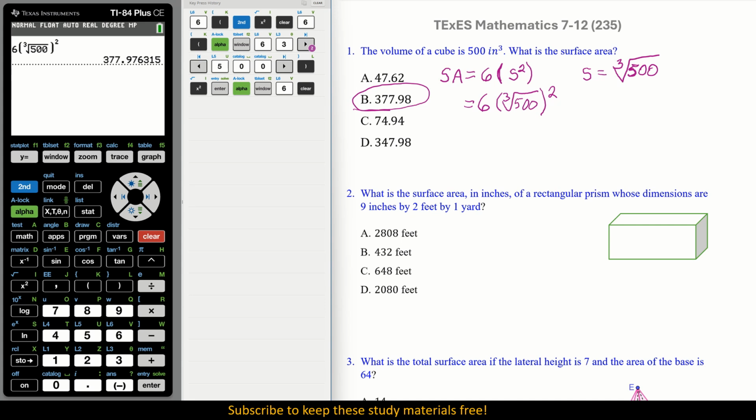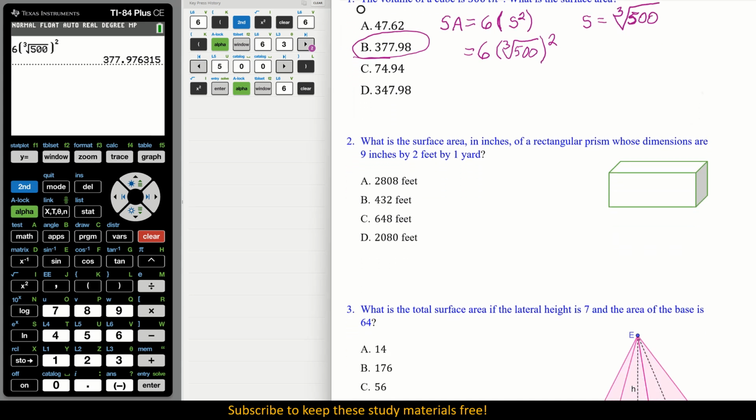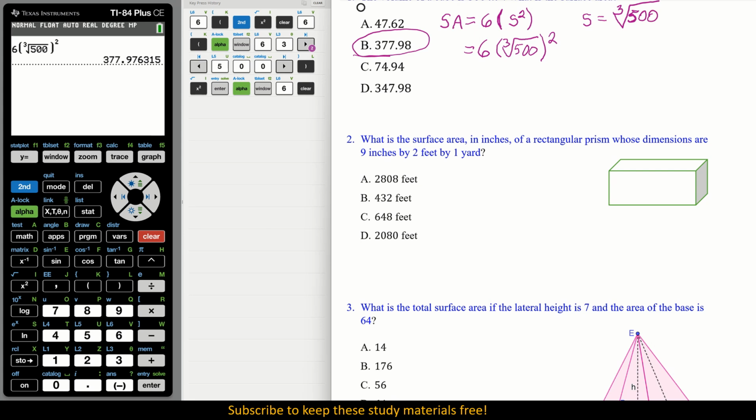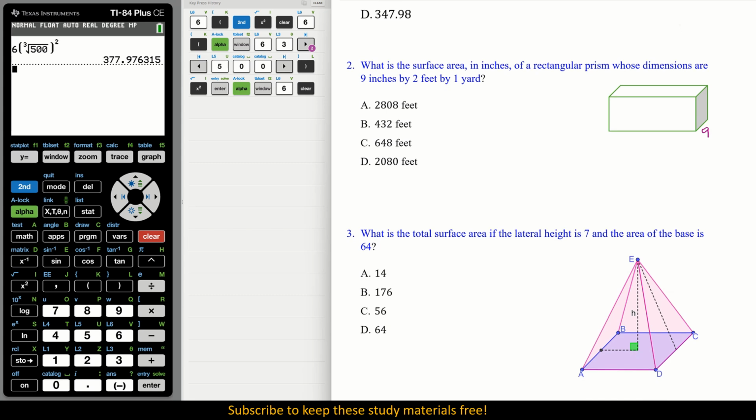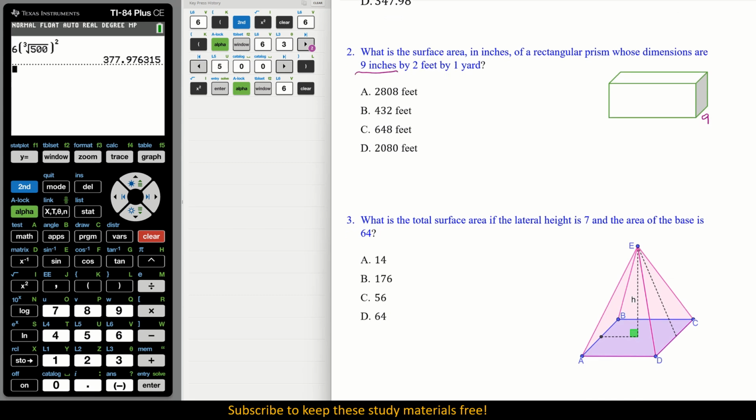All right. Okay, let's go to number 3. It says, what is the surface area in inches of the rectangular prism whose dimensions are 9 inches, 2 feet, and 1 yard? Well, this is 9 inches, but they want the whole thing to be in inches, so that's already what we need. But 2 feet is 24 inches, and then 1 yard, of course, is 36 inches.